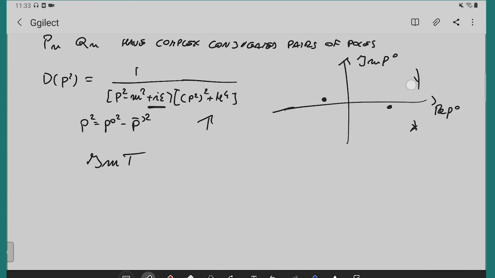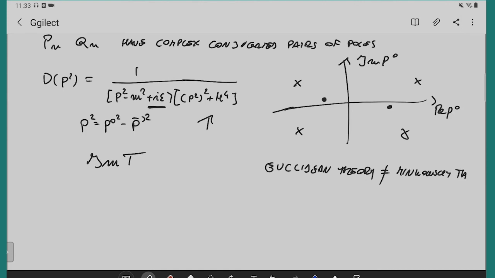The problem is that in this case, we have these complex conjugated pairs of poles. This means that the Euclidean theory is not analytically connected with the Minkowski one. So the Euclidean theory will be different from the Minkowski theory. Physically different. They will give different results.